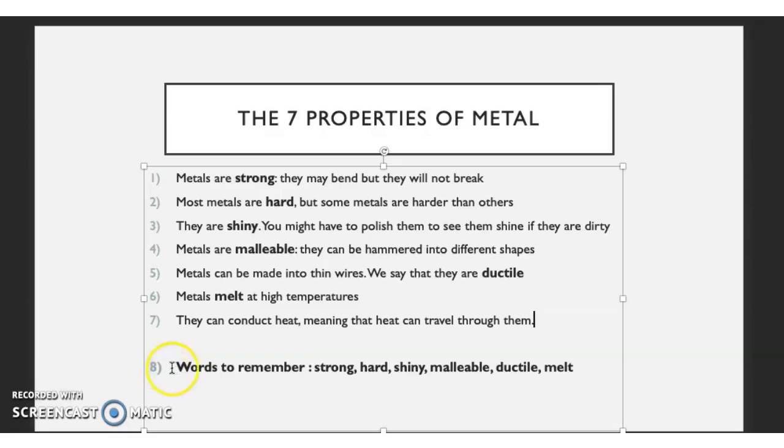And then just as a quick brain teaser, words to remember: strong, hard, shiny, malleable, ductile, and they have the ability to melt. So there are 1, 2, 3, 4, 5, 6 words. I want to see if you can remember those 6 words quickly before moving on to the next slide. Feel free, teachers, to pause the video at this stage.